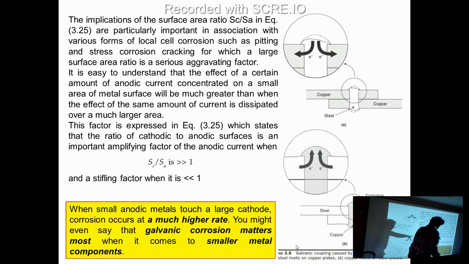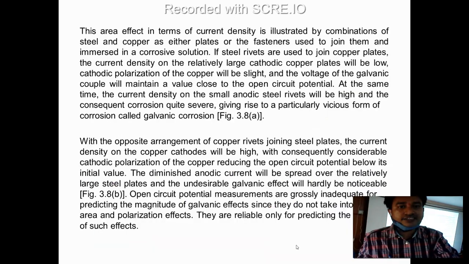Read out here. When small anodic metals touch a large cathode, small anode, SA is small, large cathode, SC is large. So what will happen to SC by SA? More. So corrosion will be more. A much higher rate of corrosion. That's what happened in the case of a ship where I have the rotor. Let us see some examples.